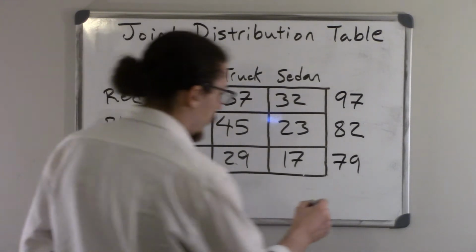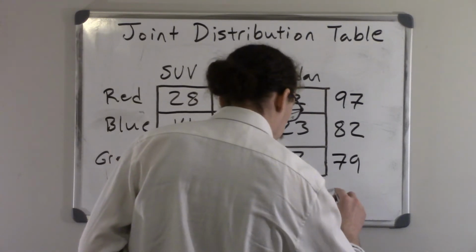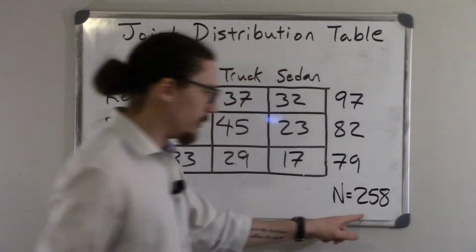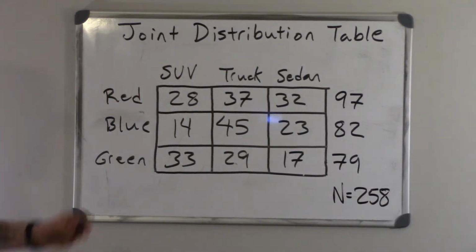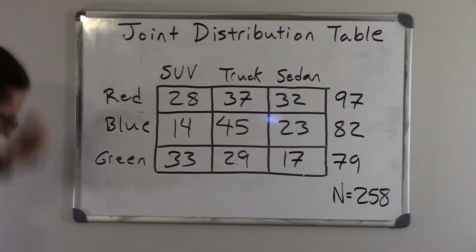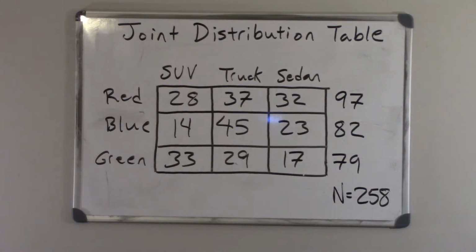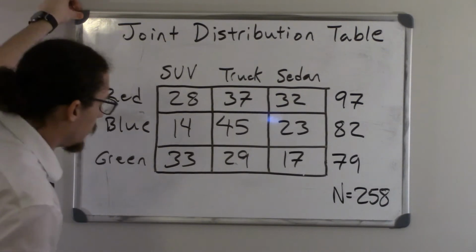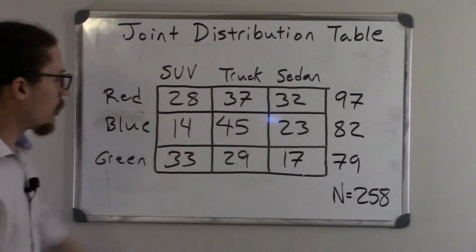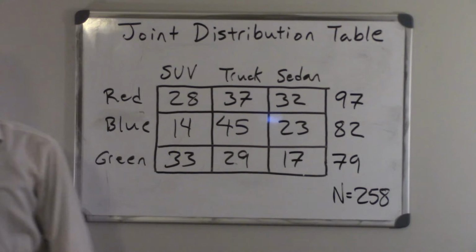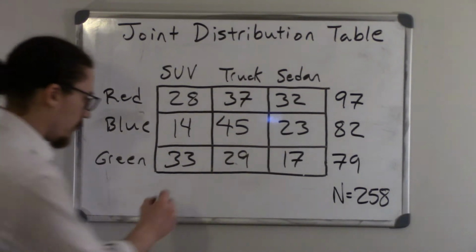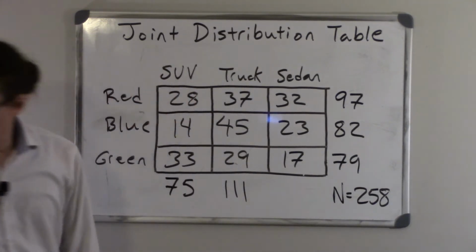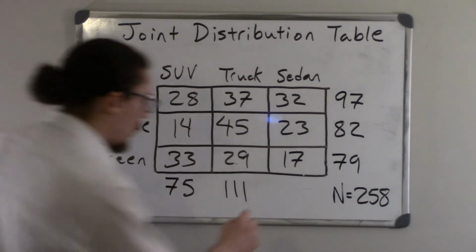All right, but for us, I'll go ahead and just write this over here. Down here in the very bottom corner, our total number of observations is 258. All right, but I'll go ahead and finish writing these out. All right, and there we have it.